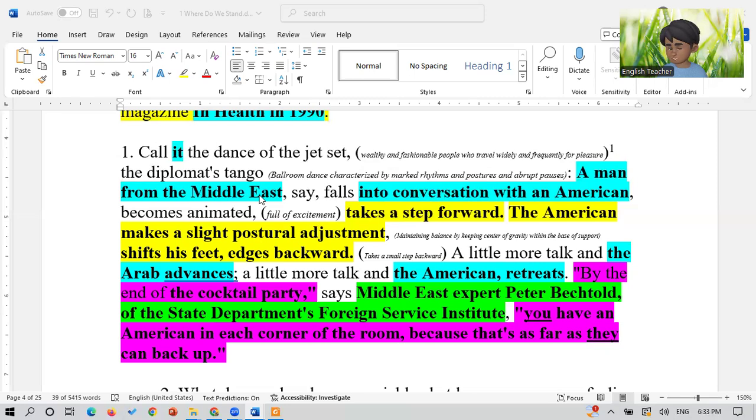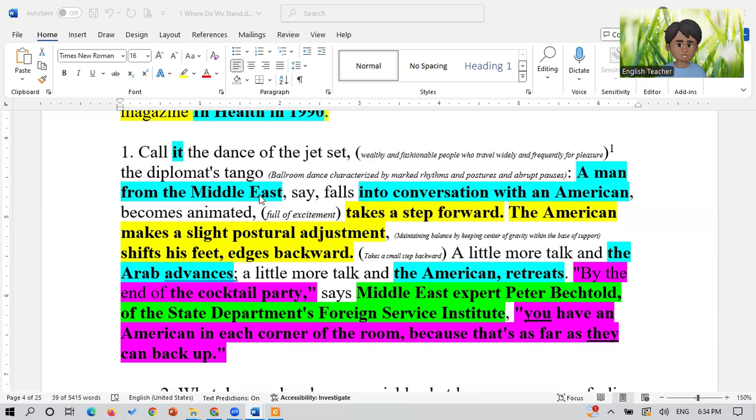You see, in this opening paragraph, the paragraph opens in a very normal way. There is a party, a diplomats' party, they are dancing. There is a diplomat, probably from the Middle East. This diplomat falls into conversation with an American representative. He moves forward, wants to come closer to talk to the person. Normal, right? Up to here, normal.